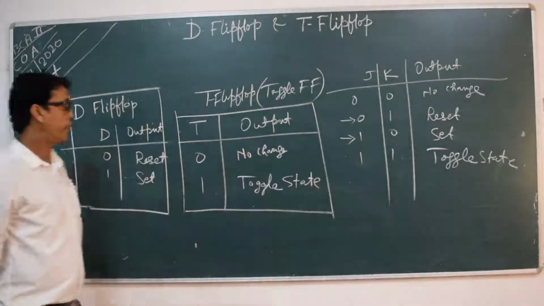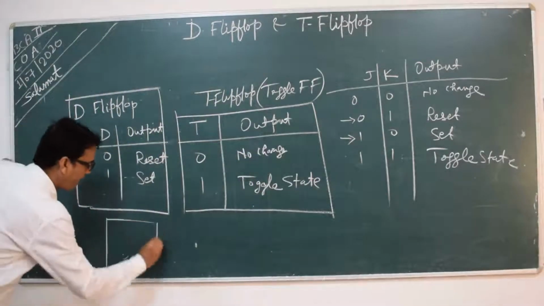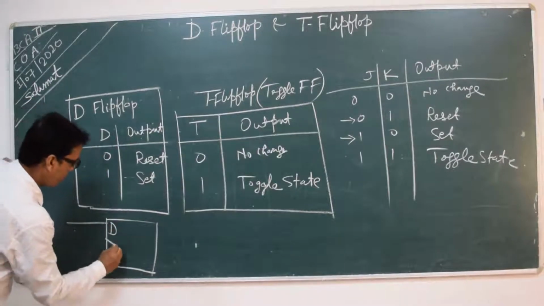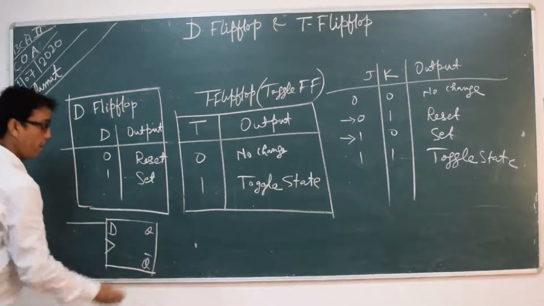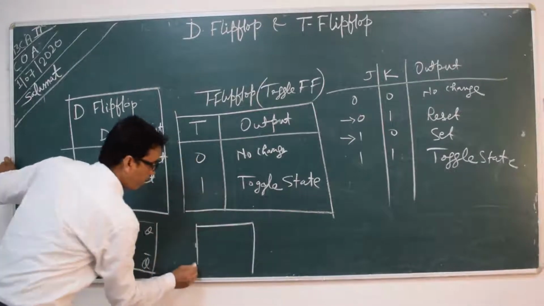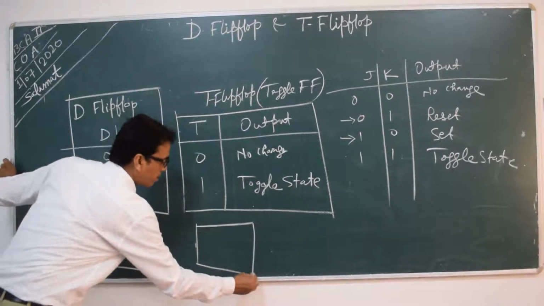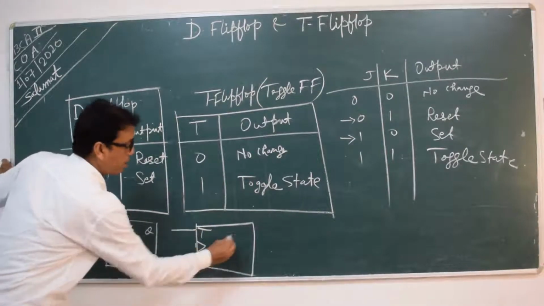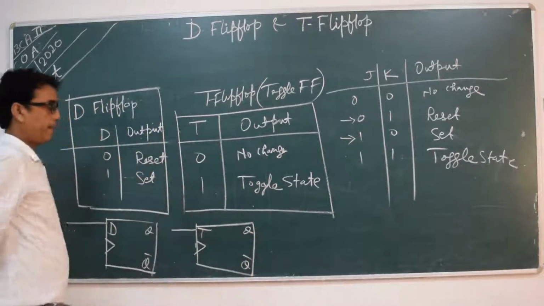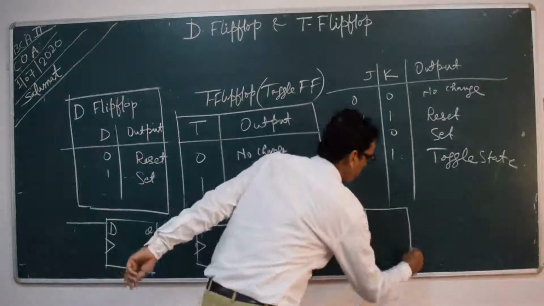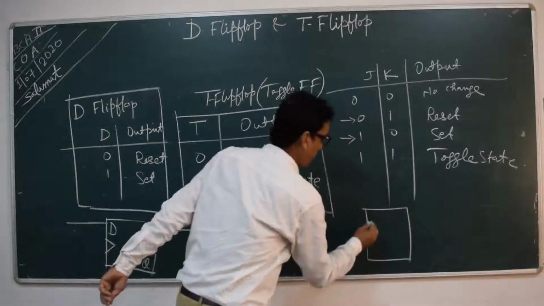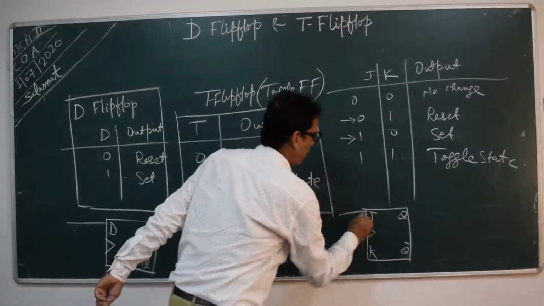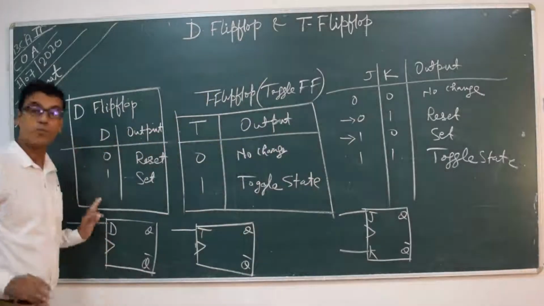See, this is the block diagram for D flip-flop, D, and this is the gate, Q and Q bar, and this is the block diagram for T, Q and Q bar, and this is the block diagram for J, K, Q and Q bar. Right?